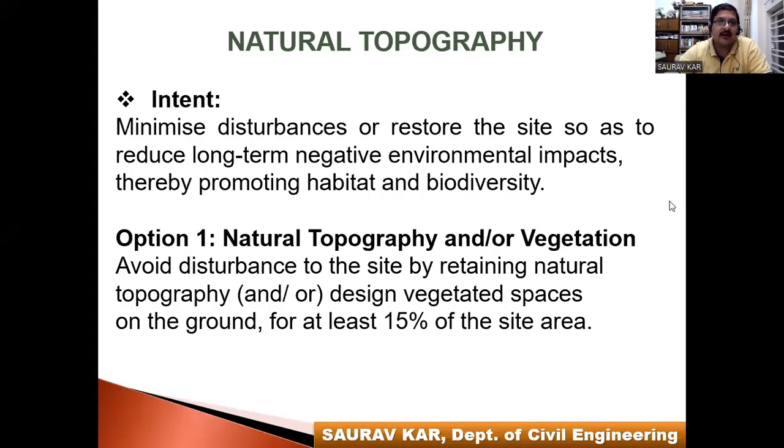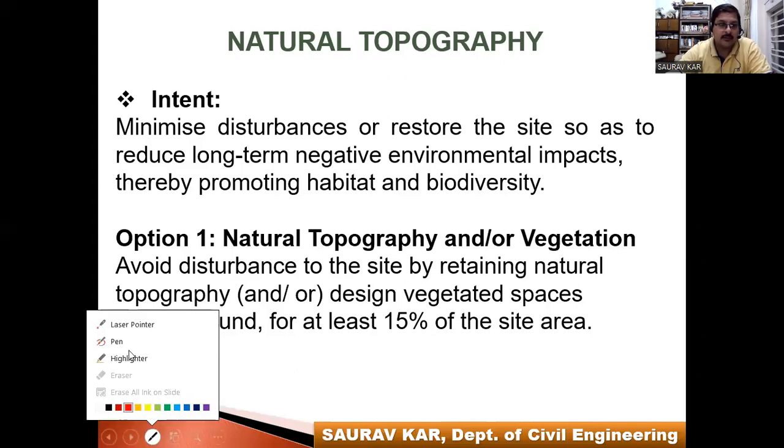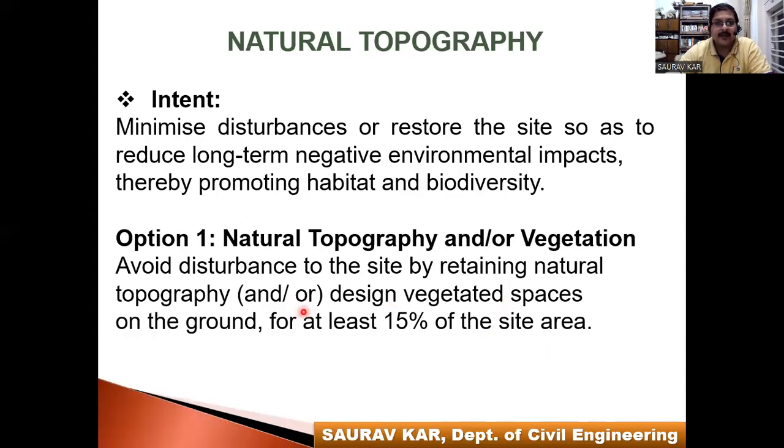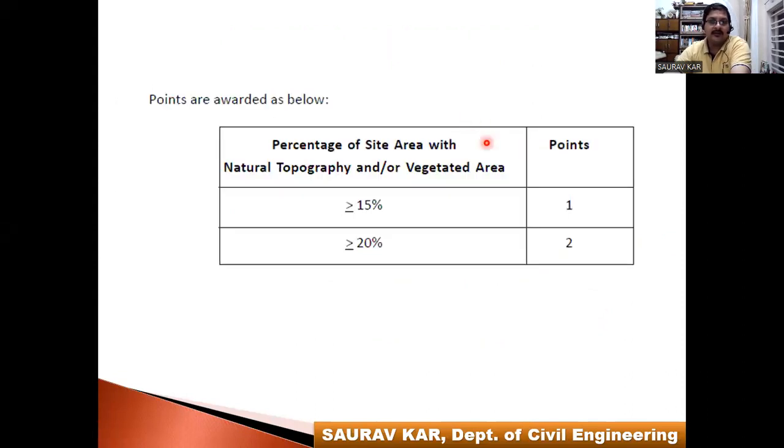I discussed the natural topography today, and how much area it should cover. 15% of the site area should have natural topography or vegetation. Natural topography means the natural existing greenery, trees, indigenous species, plants, or vegetation. If you are separately investing money in gardening, etc., then it's very good. So these are the points that I told you.